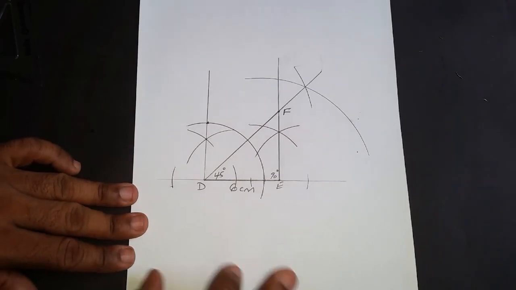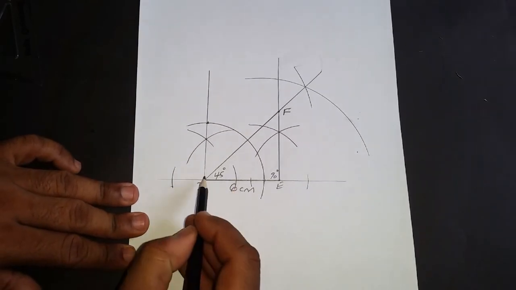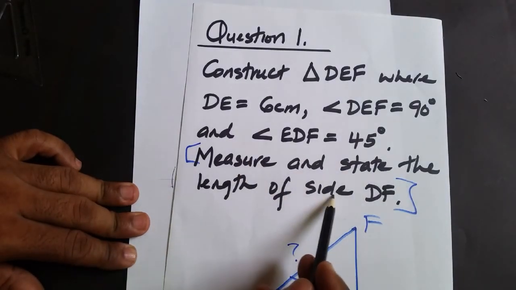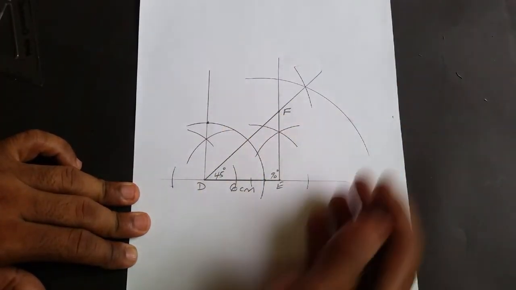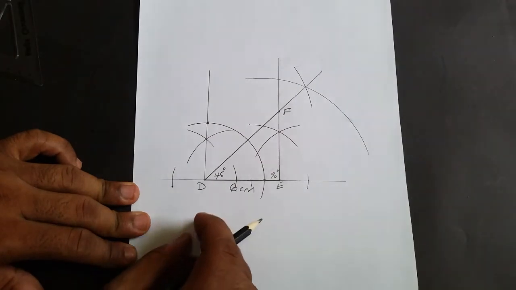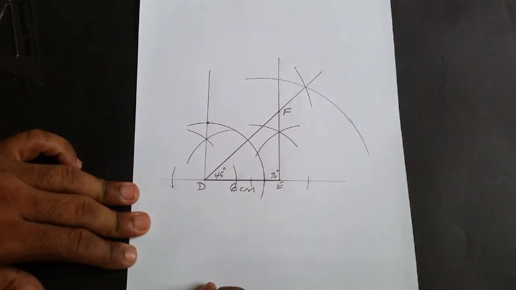So you're going to do the construction for me, and you're also going to measure based on what they're asking here. Measure and state the length of side DF. You're going to do this construction and measure and state the length of side DF. You'll post it to me, and then I will determine whether you did the construction correctly or not.